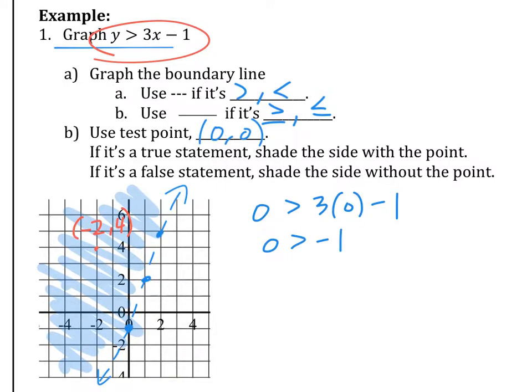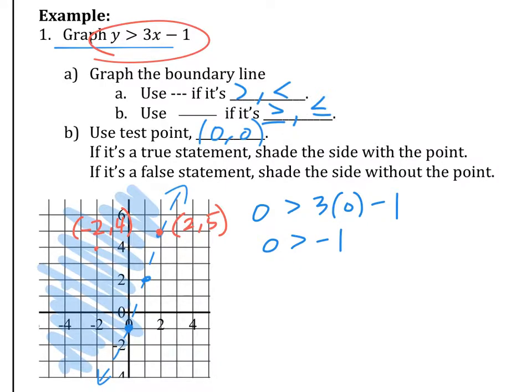Okay, negative 2, 4. How many people say yes, that is a solution? How many people say no, it's not a solution? Okay. Yes, it is a solution. Why is that? It's in the shaded area, correct. Now, let's do one that's on the boundary line. Talk to your partner. Is 2, 5 a solution? All right, let's check.